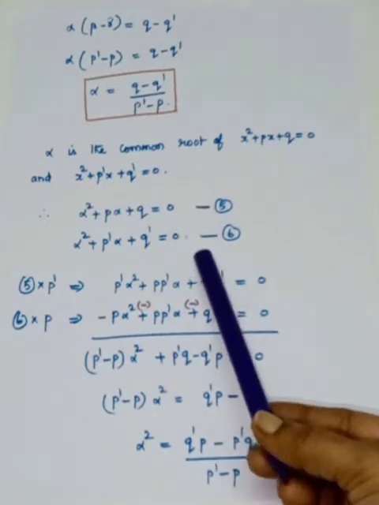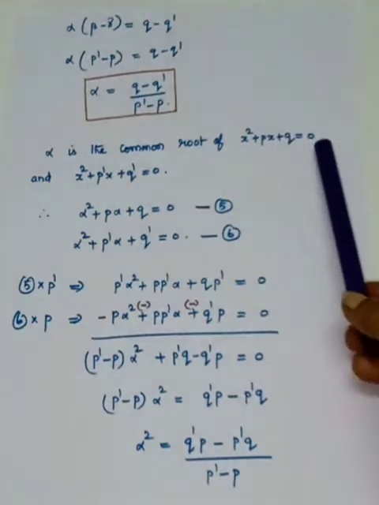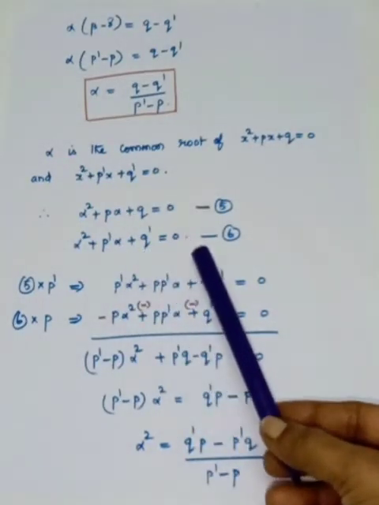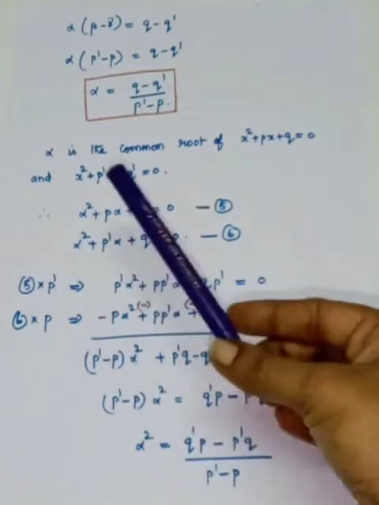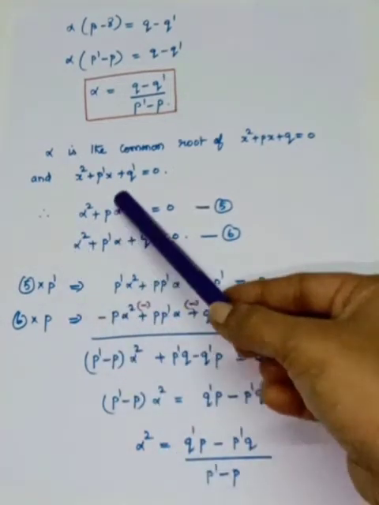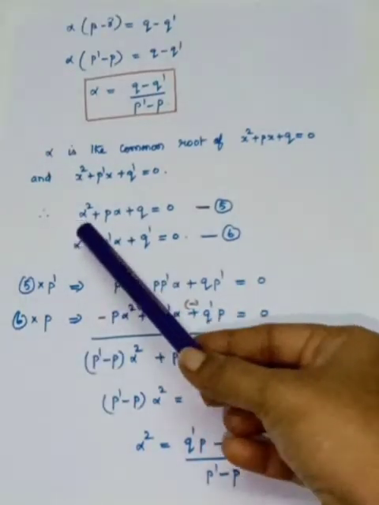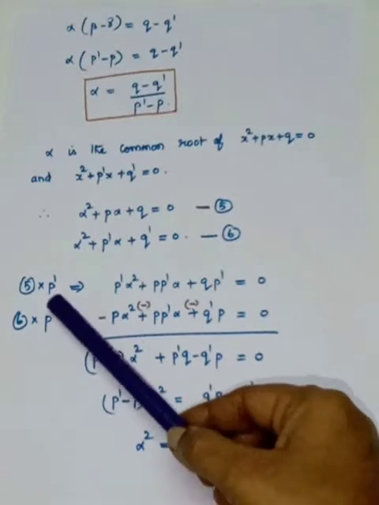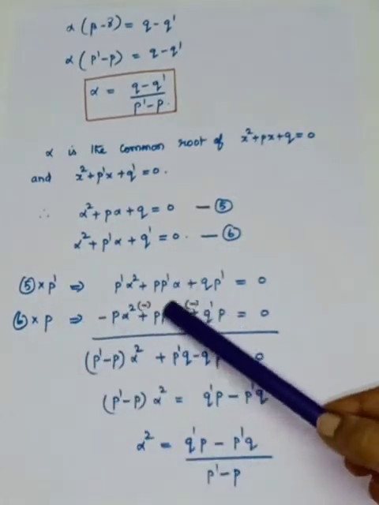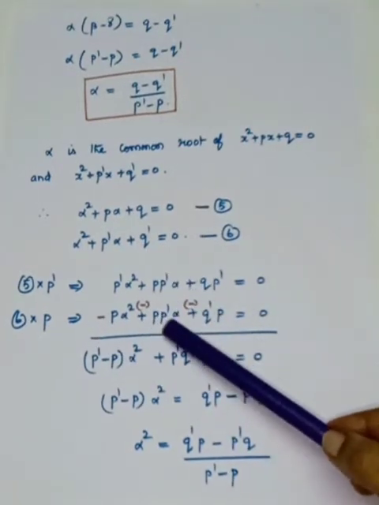I have taken these two equations. So it is alpha squared plus p alpha plus q is equal to 0. Here alpha squared plus p dash alpha plus q dash is equal to 0. Okay. So here the fifth equation has to be multiplied with p dash, so I am going to cancel alpha. For that the fifth equation has to be multiplied by p dash and the sixth equation has to be multiplied by p, so these two coefficients of alpha are the same. So if you subtract these two, they get cancelled.